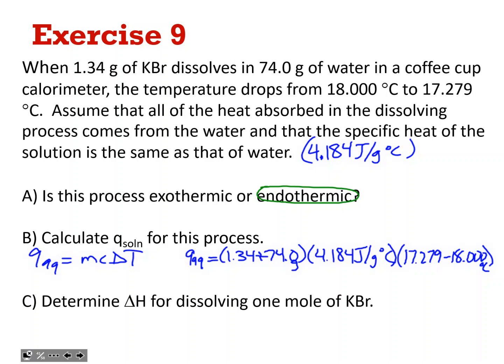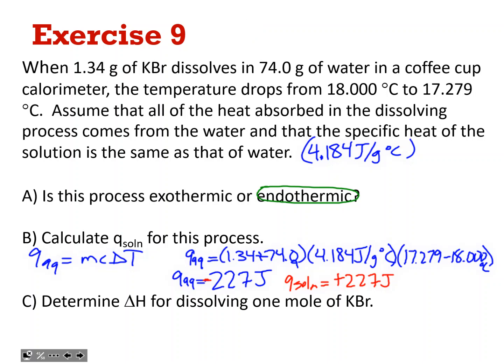Okay, what do we get for Q_A? Isn't it like 227 or something? Yes, negative 227 joules, right? Okay, so that's Q_A. So all we have to do to find Q_solution is do what? Change the sign, so this is positive 227 joules. You don't have to put the plus, I do because I like to make sure that I'm keeping my sign and direction straight. Now, the next step here, we need to figure out delta H.